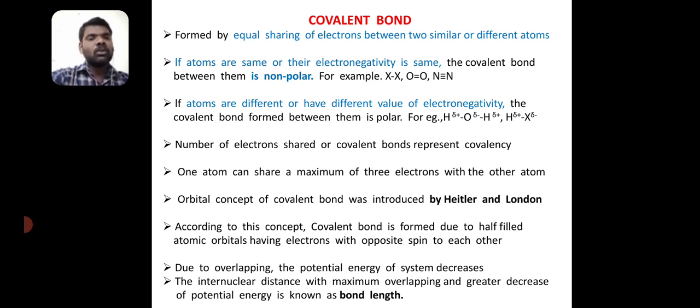The orbital concept of the covalent bond was introduced by Heitler and London. According to this concept, the covalent bond is formed due to half-filled atomic orbitals having electrons with opposite spin to each other. Due to the overlapping, the potential energy of the system decreases. The internuclear distance with the maximum overlapping and lowest potential energy is known as the bond length.